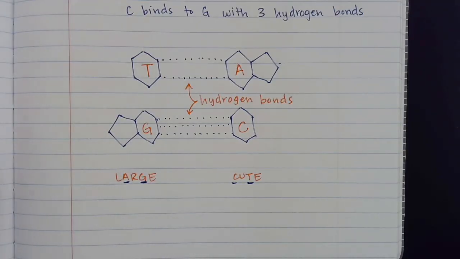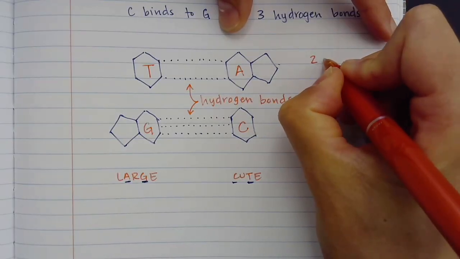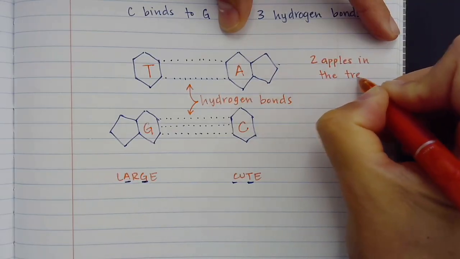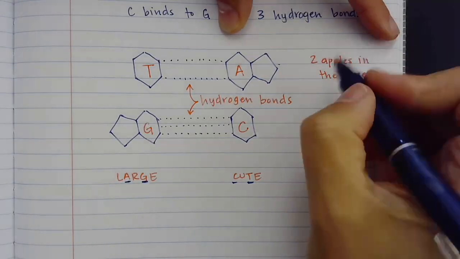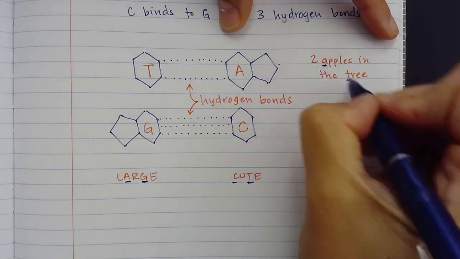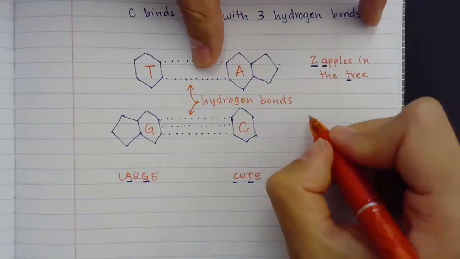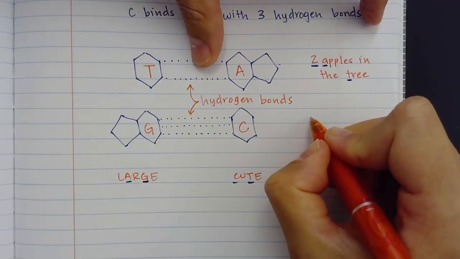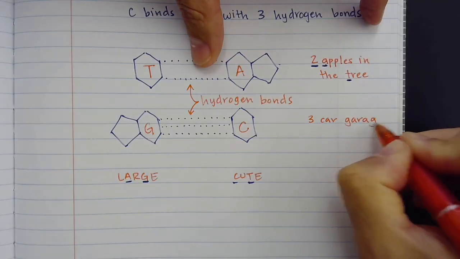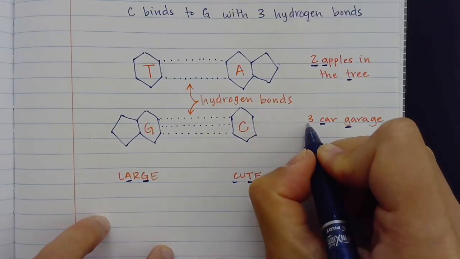The other memorization tool that I have is that there are 2 apples in the tree. And why does this help me? Because apples and tree start with A and T have 2 hydrogen bonds. For C and G, I have to remember that in Atherton, a lot of the houses have a 3-car garage. And so for this one, my C and my G bond together with 3 hydrogen bonds.